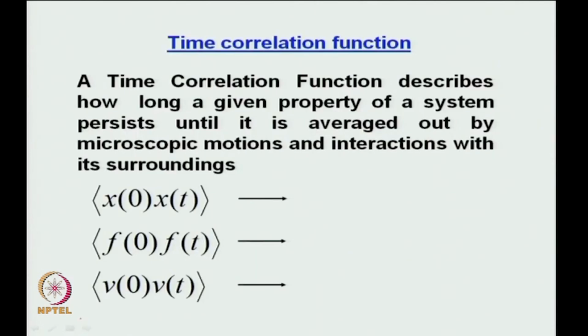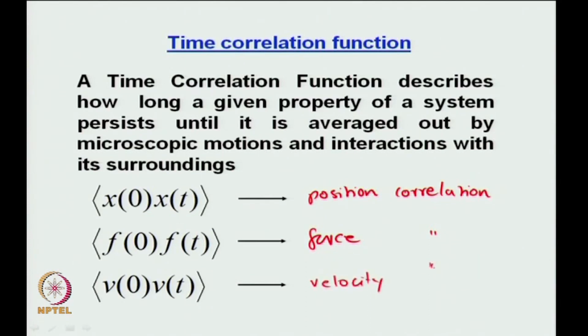So, then what is the time correlation function? Obviously, correlation is a function of time here. A time correlation function describes how long a given property of a system persists until it is averaged out by microscopic motions and interactions with its surroundings. That is what we discussed at length right now. So, if the property is x, this is referred to as position correlation. If it is f, force, then we say force correlation. And if it is v, velocity, we say velocity correlation.